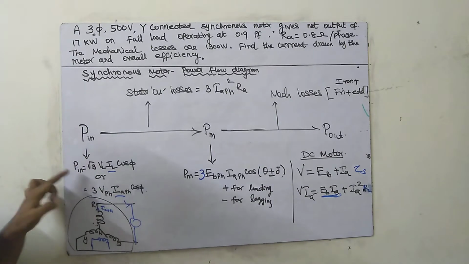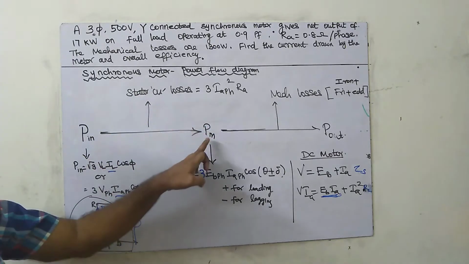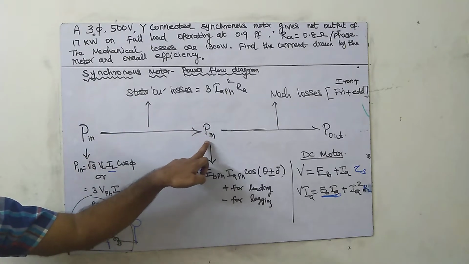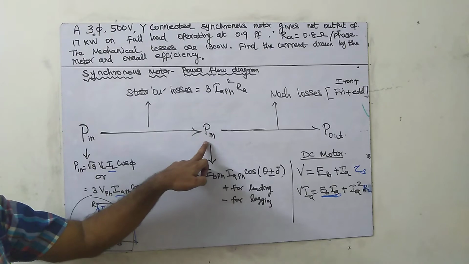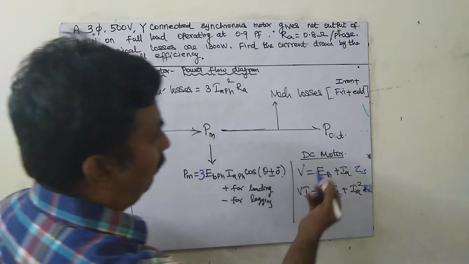Okay, P in is the input supply we are giving, so there will be only stator copper losses. Then we get the electrical equivalent of mechanical power developed. Then there will be mechanical losses, and the output power will be there. Suppose they ask for torque, what is the value of torque?